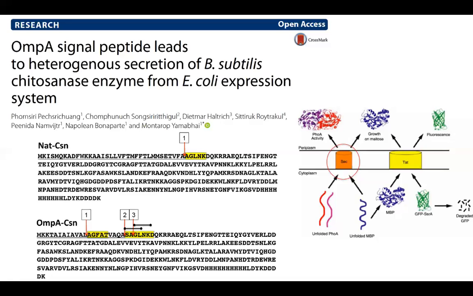Anyway, so it is useful. So we've been in our laboratory, we used both of these, okay? But we know that the A signal peptide leads to heterogeneous secretion of Bacillus, but it is secreted at a high level. So sometimes if you don't have to worry too much, it's okay to use A, even though in the front is a bit different.